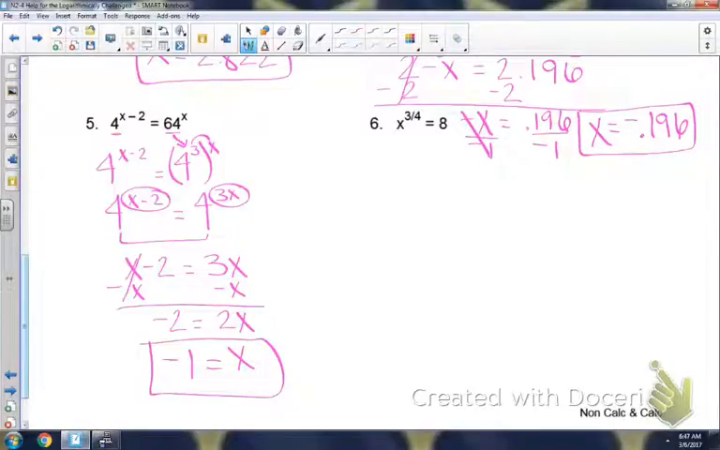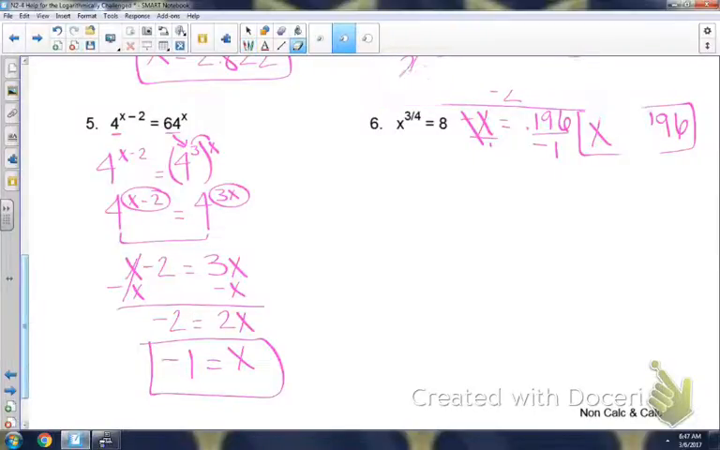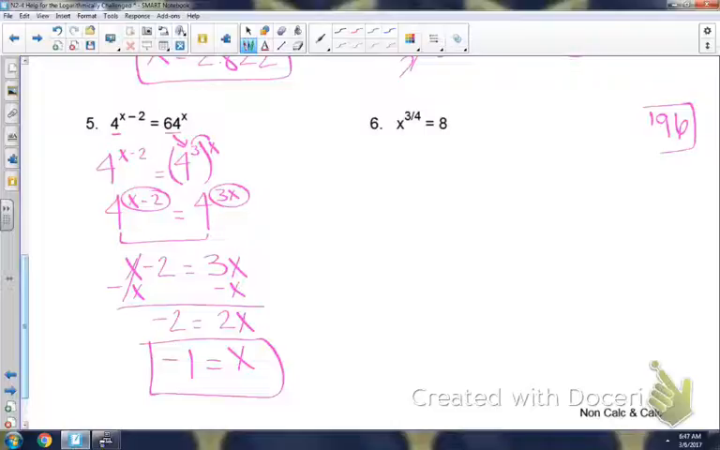Okay. All right. So then notice in this last one, we actually don't have an exponential equation, because our base is x. So this one we went over with rational exponents. I'm just going to rewrite this. We need to raise this to the reciprocal power, which would be 4/3. So those cancel, and we just have x.